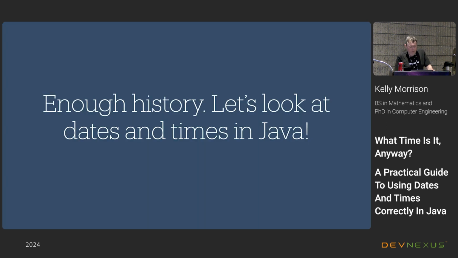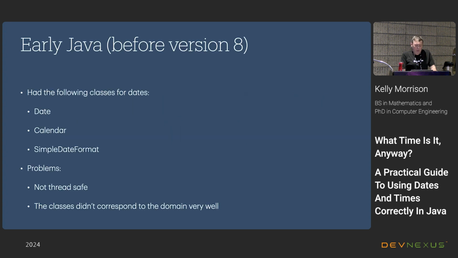Okay, that's enough history. Let's go back and actually look at something practical, which is what we're here for. Early Java. Anybody worked on Java before version 8? Wow, okay, I'm not the only person here, thank God. If you remember the early Java versions before 8, they had a couple classes like Date, Calendar, SimpleDateFormat. There were a lot of problems with them. For example, none of these were thread safe, so you could get into threading issues, especially with SimpleDateFormat. You always had to be careful about that one.